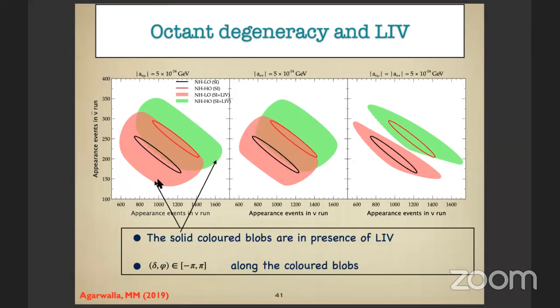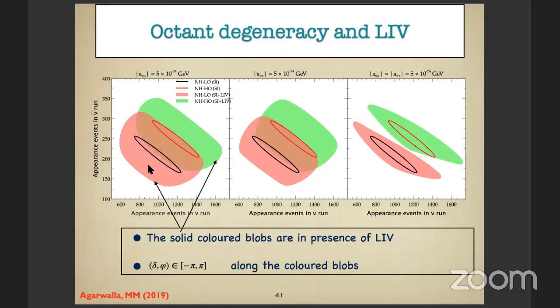Okay. The solid blobs are the same thing, but now in presence of LIV. In the first panel, we have taken only one LIV, A E mu. In the second panel, A E tau. And in the third panel, two LIV parameters together, A E mu and A E tau. Okay, let's come back to the first panel again.